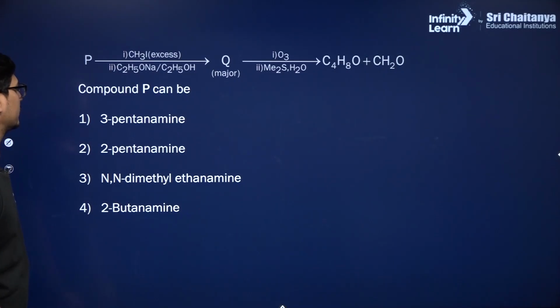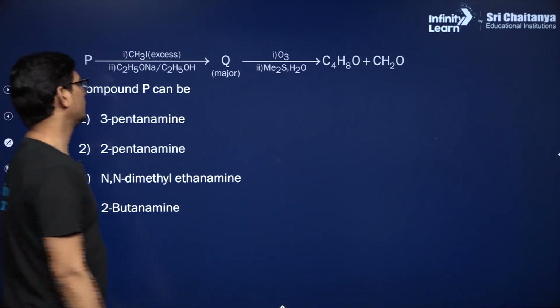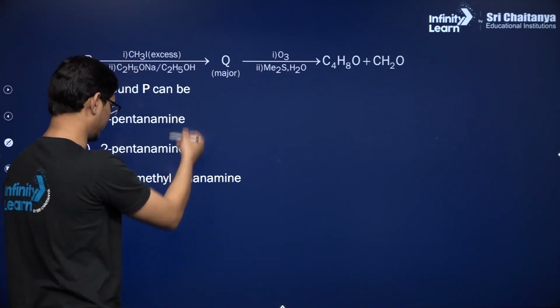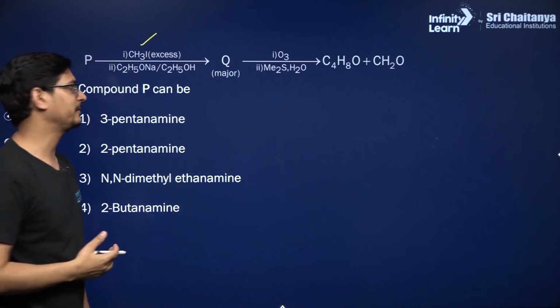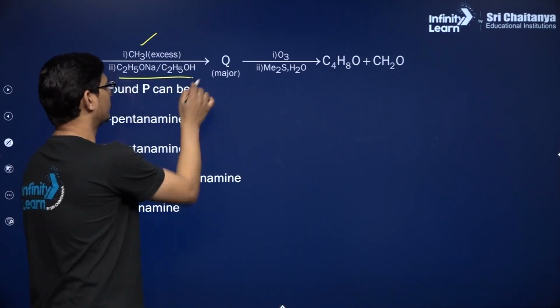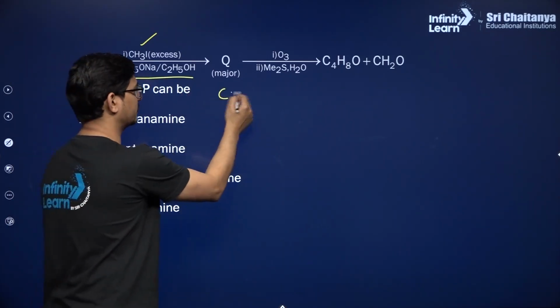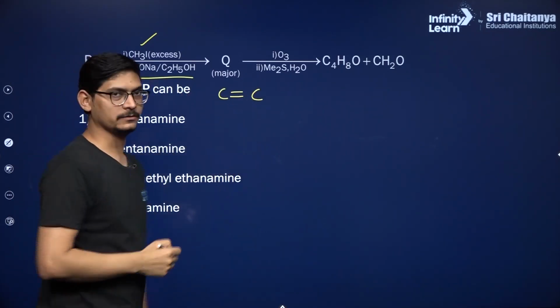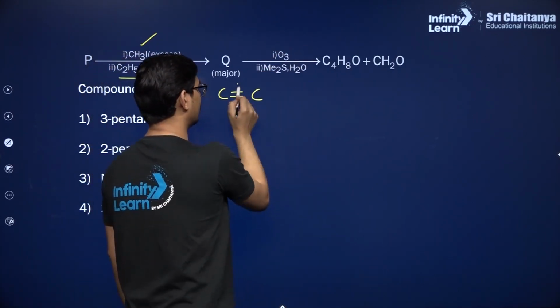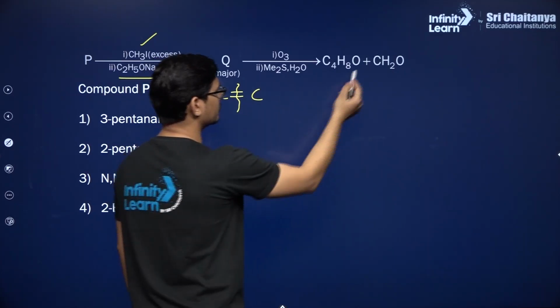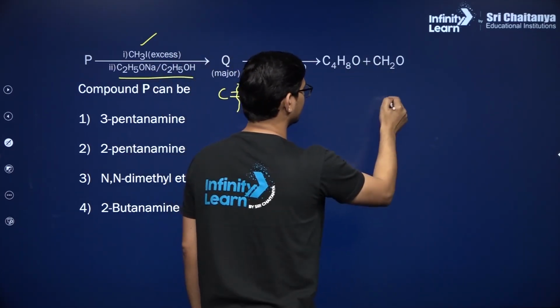Then here the compound P can be. Okay, so there is a compound which is an amine. We are reacting it with excess of methyl iodide, which is Hofmann's exhaustive methylation followed by Hofmann elimination. So this must be a Hofmann alkene, that is a least stable alkene. Then we are carrying out ozonolysis followed by reductive cleavage, which is going to give us this, right? So I can write it as this.